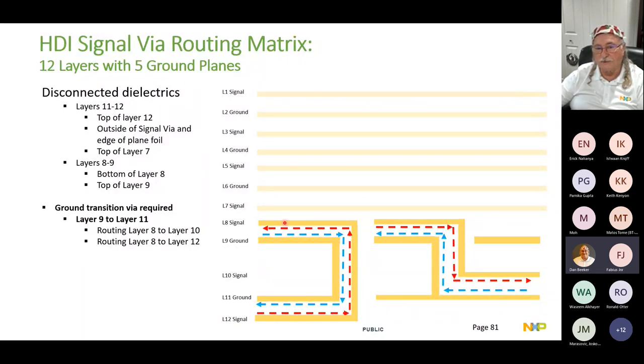So here, if I want to go from 8 to 12, I've got to connect the ground from 9 to 11, and then I've got my intact powers, you know, my connection here. So the fields have a place to go that I've controlled. Again, from 1 to 10, same thing.